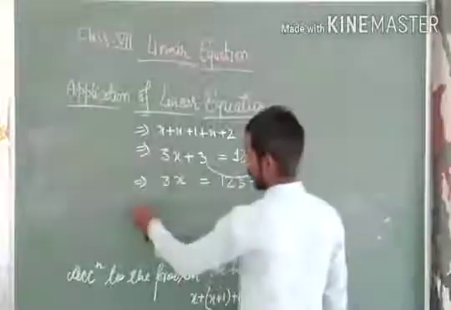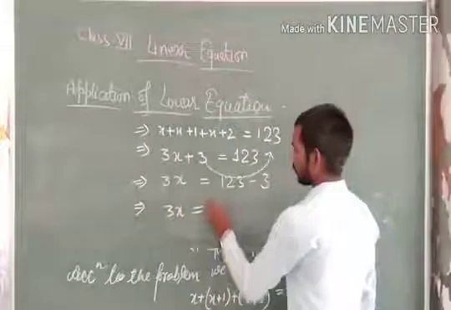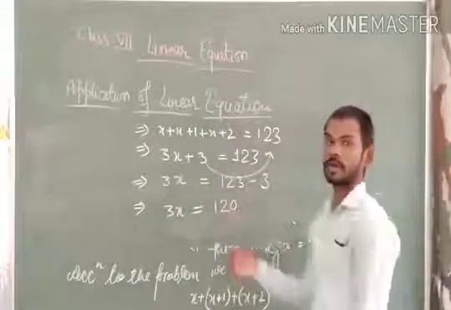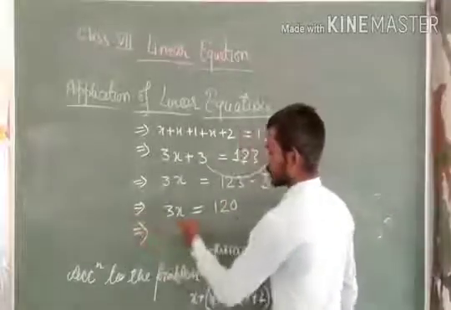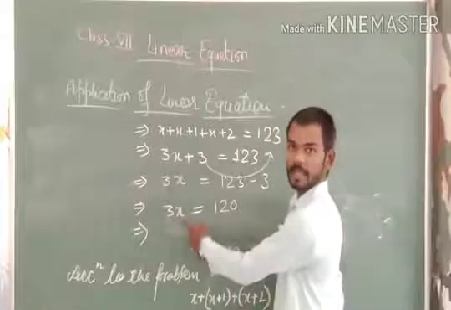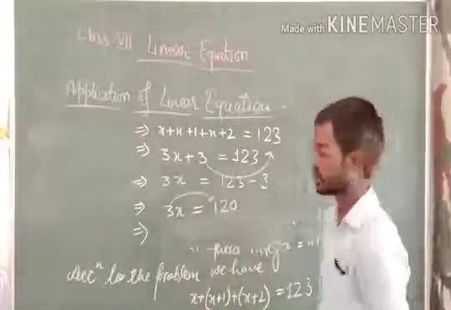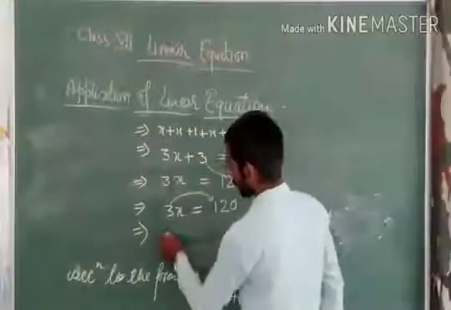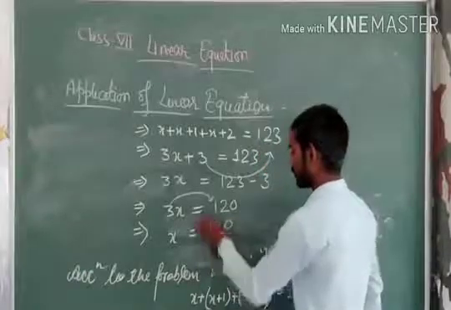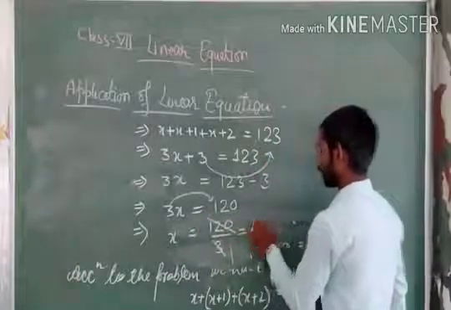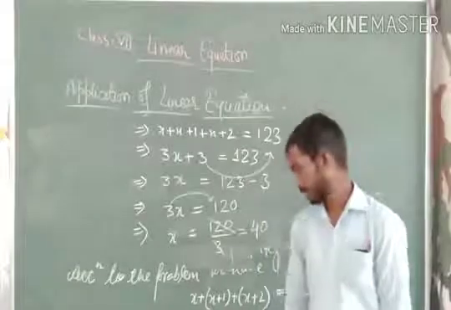This implies that 3x is equal to 120. 123 minus 3 is equal to 120, and 3 is multiplied with x. So when 3 goes to the right side, it becomes divided. So we get x is equal to 120 upon 3. 3 ones are 3, 3 fours are 12, and we get 40. So the value of x is equal to 40.